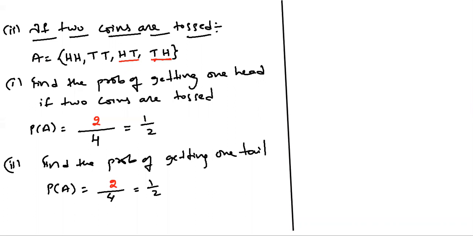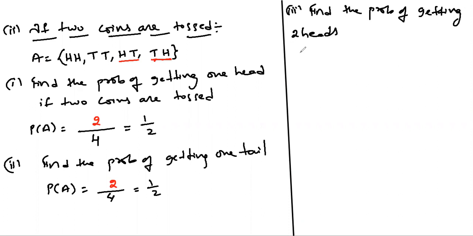Next, third one. Find the probability of getting two heads. P of A is equal to, if two coins are tossed. Whatever we are doing now is completely for two coins tossed. P of A, in the denominator 4. Two heads, how many are there? Only one. So then this will be 1 by 4.